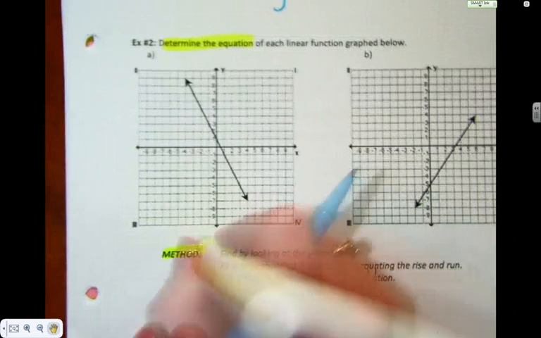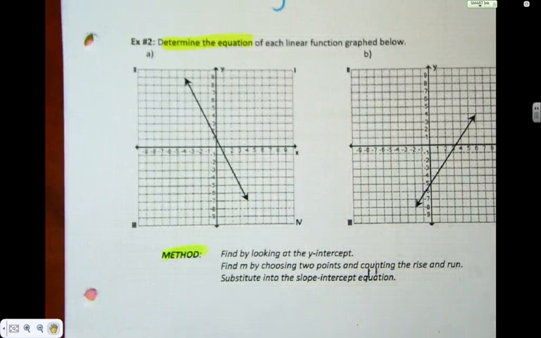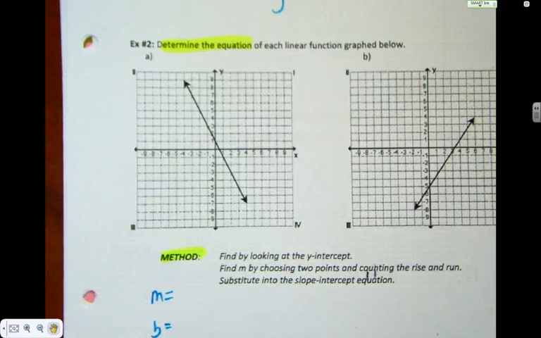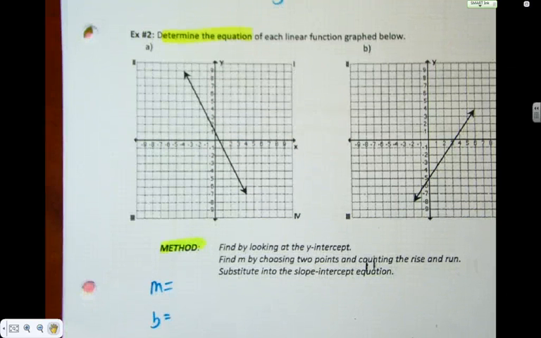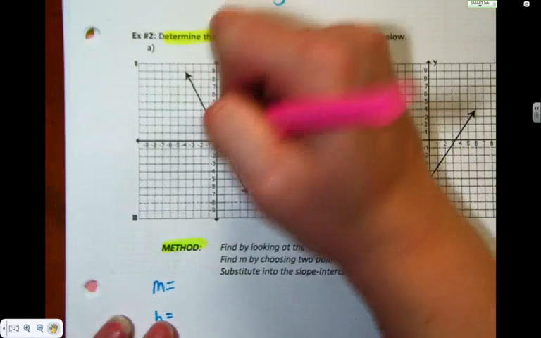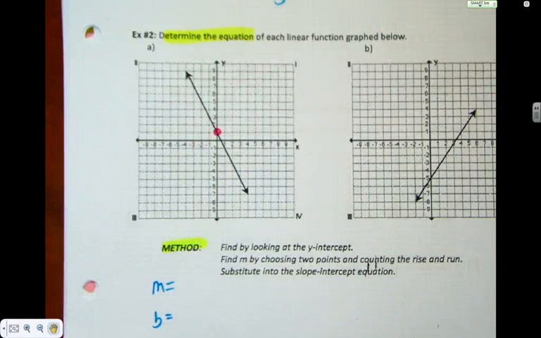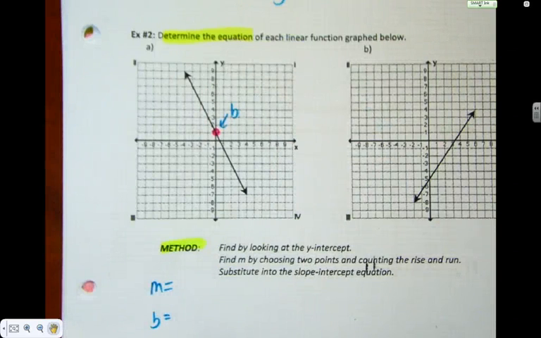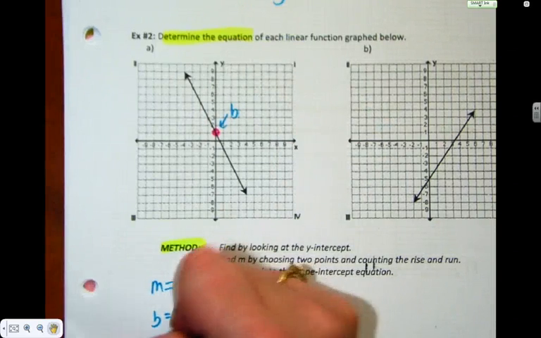Here's your method. We're going to find b by looking at the y-intercept. We're going to find m by choosing 2 points and counting the rise and run, and then we're going to throw it into the equation. Okay, so we need to have m and we need to have b. B comes right from the graph, and the y-intercept is where it crosses the y-axis. What's the value of b? 1.